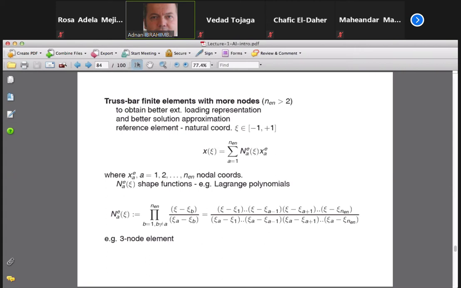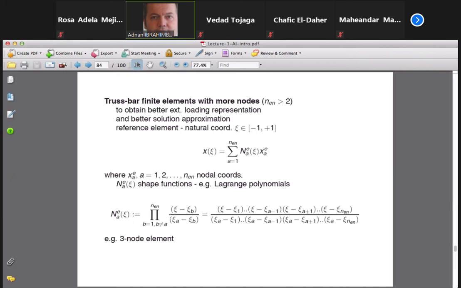So the question is, how do we construct shape functions? By definition, each shape function N_A should have a value equal to 1 for xi equal to xi_A, and 0 at all the other values of xi for other nodes. The easiest way to construct this is in terms of so-called Lagrange polynomials. Lagrange polynomials are written here in terms of these monomial terms as the product, or explicitly given here.